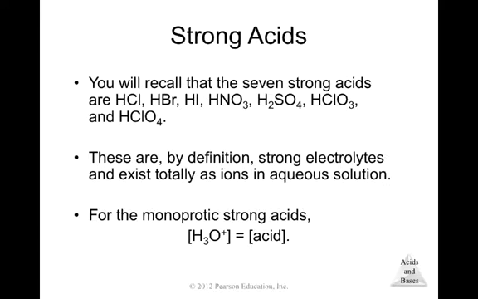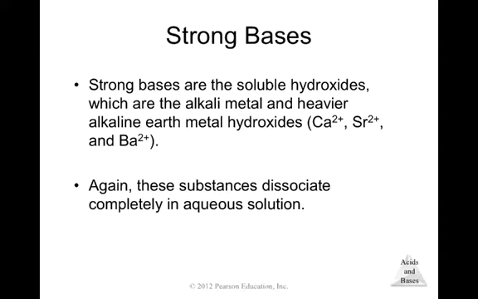All right, so strong acids. Hopefully you remember the 7 strong acids: HCl, HBr, HI, HNO3, H2SO4, HClO3, and HClO4. So these are, by definition, strong electrolytes. And what makes them strong is that whenever you mix them in an aqueous solution, they're going to be totally dissociated. You put HCl in water, and you're not going to have any HCl together. You're going to have H plus ions and Cl minus ions. And so, for the monoprotic strong acids, the concentration of H3O plus is just the concentration of acid, because all of that acid dissociates, which is handy to know.